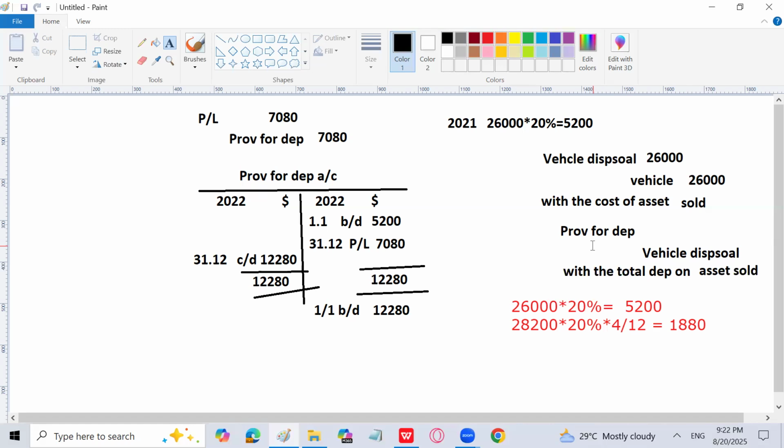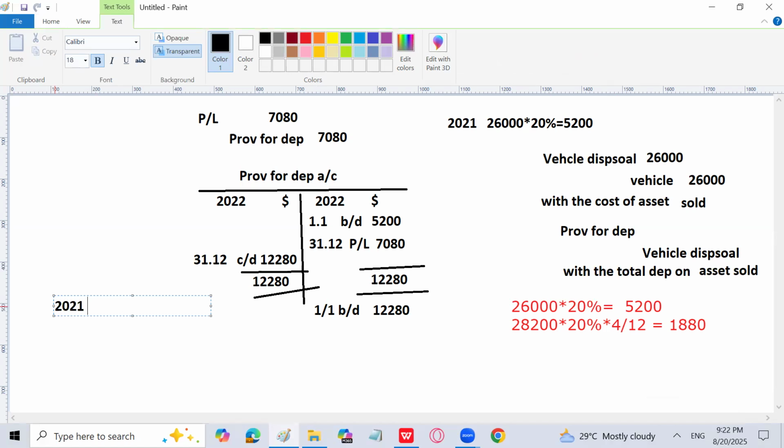I repeat again. We need to calculate the depreciation on the asset sold from the date of purchase till the date of sale. Although we have already calculated it, I will still go for that again. The asset which is sold is used in 2021, 26,000 into 20%, that is 5,200. In 2022, again 26,000 into 20%, again 5,200. The asset is used again in 2023, but we will not charge depreciation in 2023.